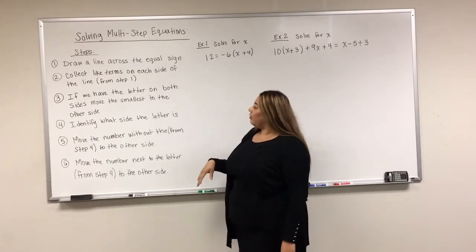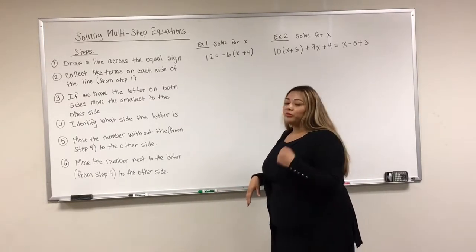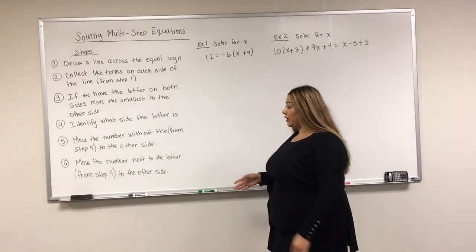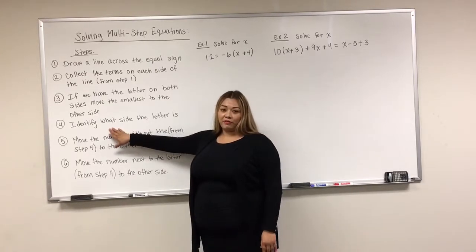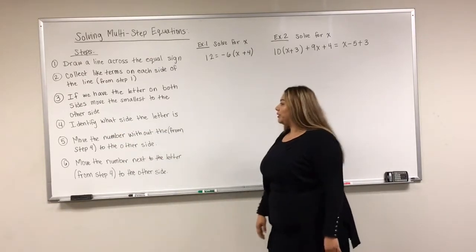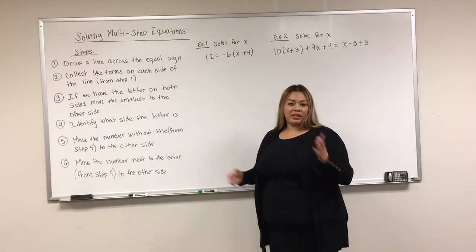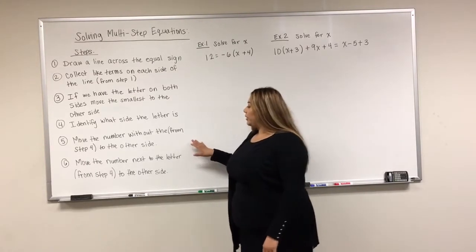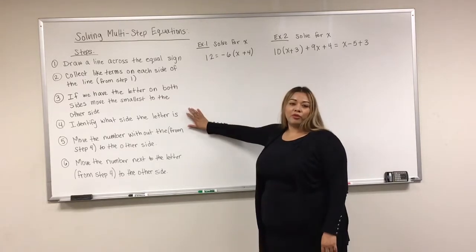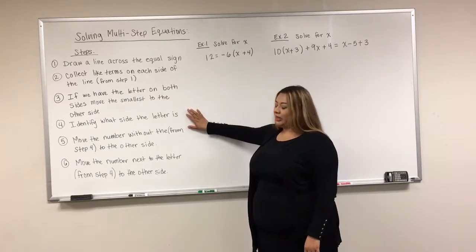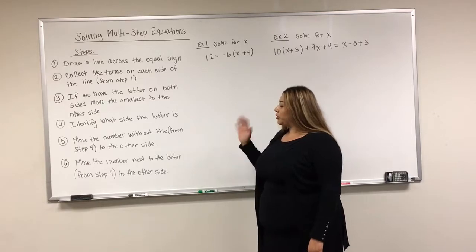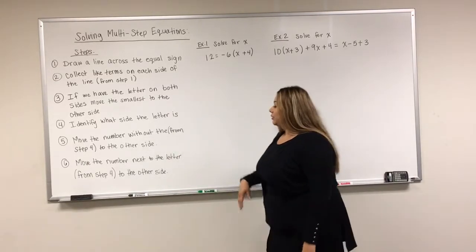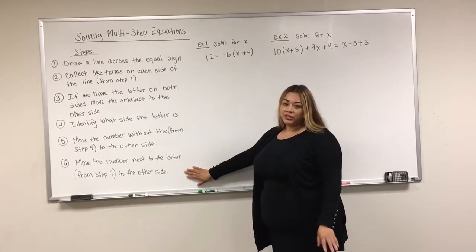Step 3, if we have the letter on both sides, we have to move the smallest one to the other side so we can keep it just on one side. Once we do that, then that's when we go to step 4, where we're going to identify what side the letter is. The letter could be on either side, either right or left, it doesn't matter. Step number 5, we're going to move the number without the letter from step 4, from what side that we identify the letter to be at, either right or left. We're going to move it to the other side, the one that doesn't have the letter first. And lastly will be to move the number next to the letter.